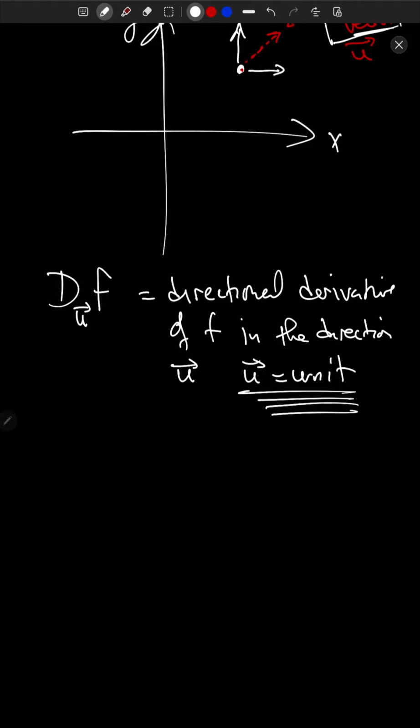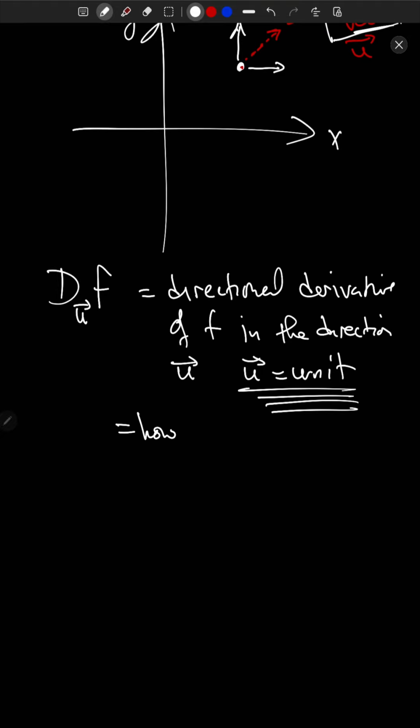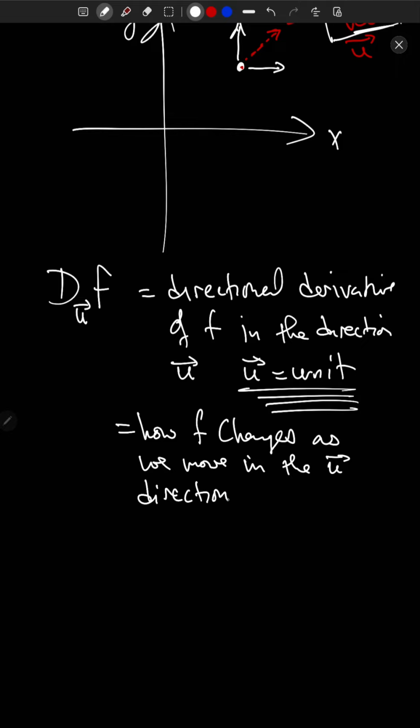Okay, so this represents how f changes as we move in the u direction at whatever point we're plugging in, right? So normally, of course, d sub u f is a two-variable function because we can calculate it at any point in the plane. And so we're talking about how f changes as we move in the u direction at that particular point.